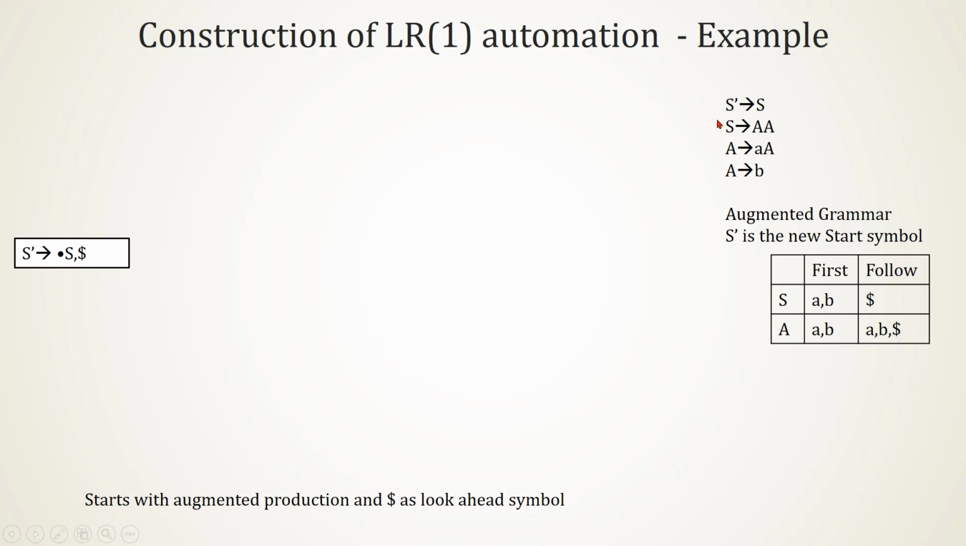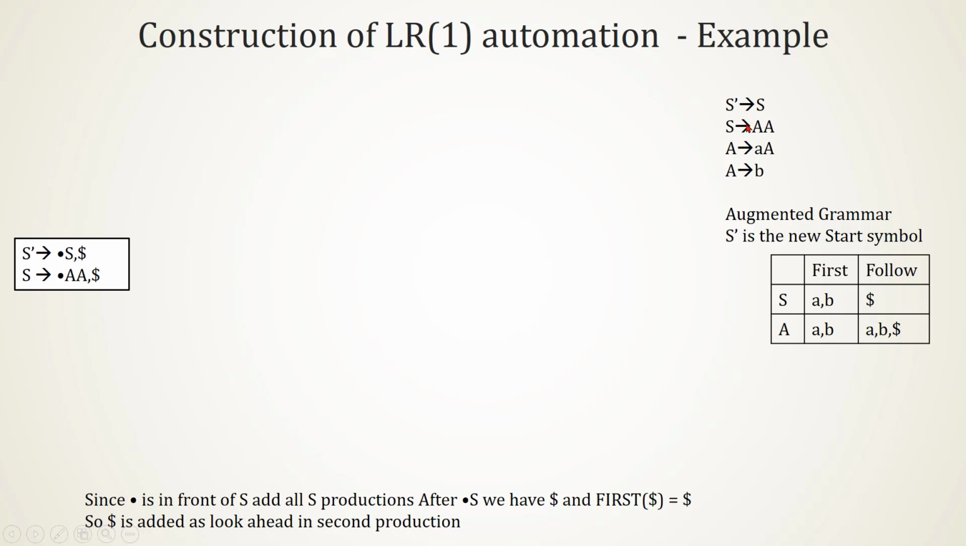The same grammar as in the earlier examples is used here. As a first step, you have to add the augmented production. If S is the start symbol, you have to write one more production, S dash derives S, and that is called the augmented production. So the first thing is you have to add S dash derives dot S comma dollar. Always start with an augmented production, and initially you have to consider dollar as the look ahead symbol. Here we have a dot in front of S, so I have to add all the S productions.